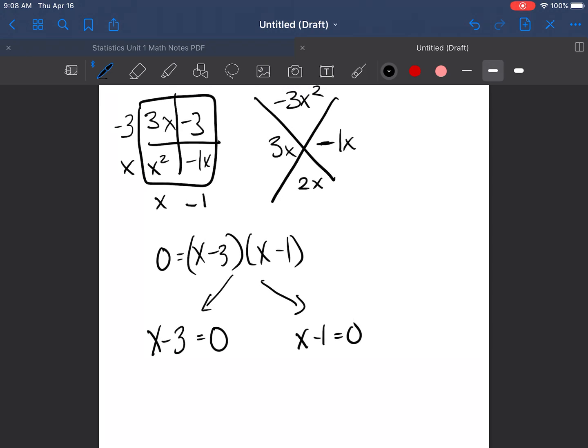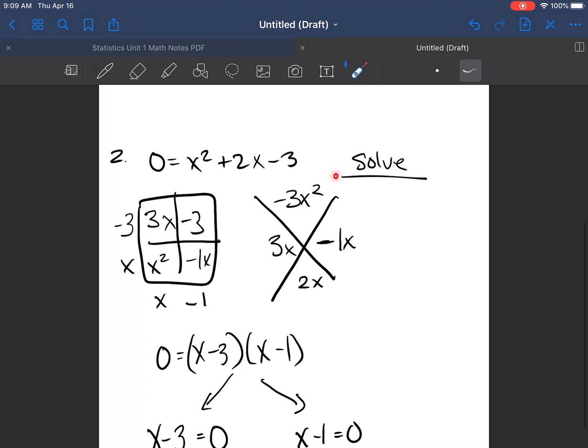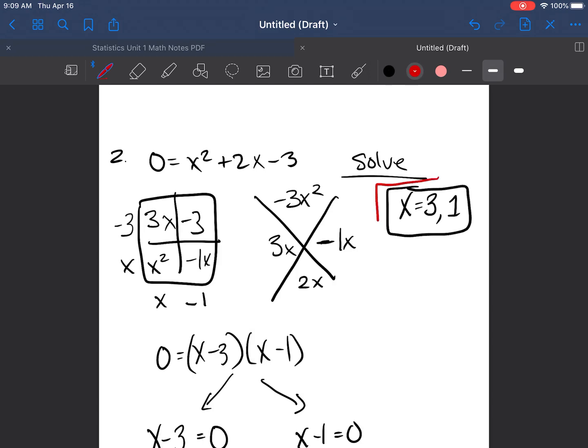And then my next step is just to solve for the letter x. I have minus 3, so I'm going to add 3 to both sides. X equals 3. I have minus 1, so I'm going to add 1 to both sides. X equals 1. So whenever I see the word solve, I know I need my values of x, whatever the values of x in this equation could be. So I have x equals 3 and x equals 1 as my final answer.